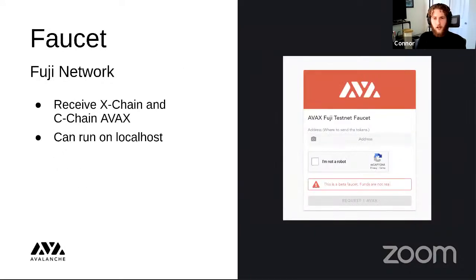We also have our own testnet. It's called the Fuji testnet, and we have a faucet that is live for that. So if you want to get started building on Avalanche, you don't have any mainnet tokens, you can just go to this faucet and receive tokens on the X chain or the C chain. And if you want to run your own copy of this faucet, you can run it on localhost.